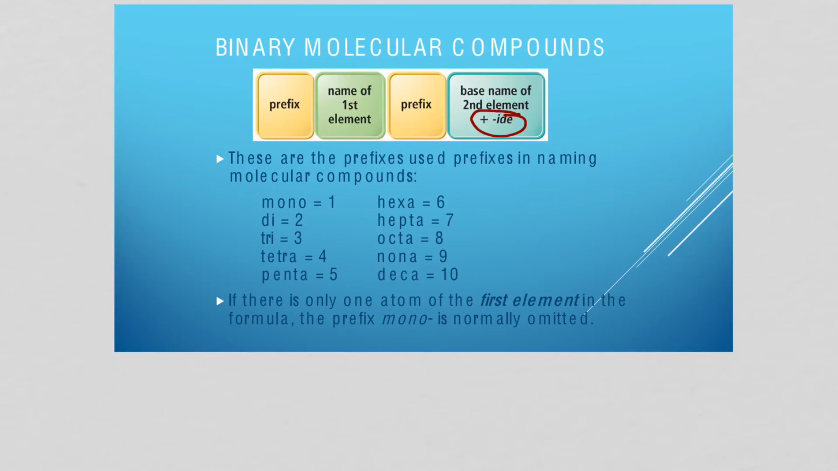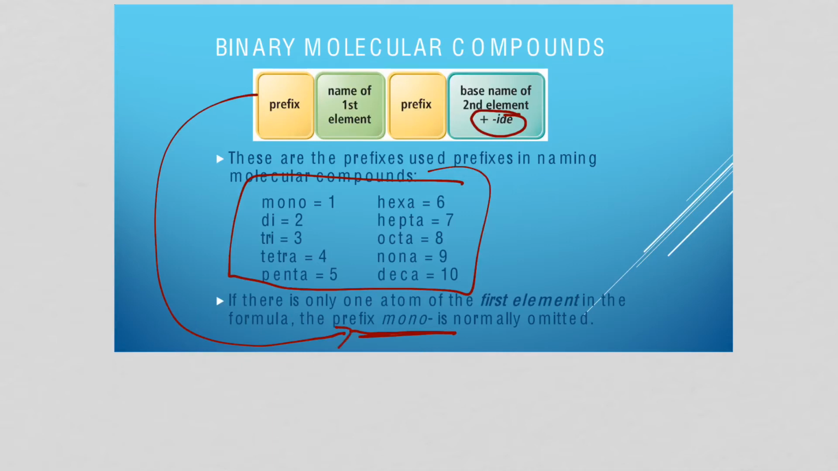First thing is you have to make sure you know the prefixes, 1 through 10. You won't go above 10. In fact, mostly you won't go above 8. We need to understand mono, di, tri, tetra, penta, hexa, hepta, octa, nona, and deca. Now, the only time that we will not use a prefix is if the first prefix would be mono. If this one here was going to be mono, we would normally drop it.